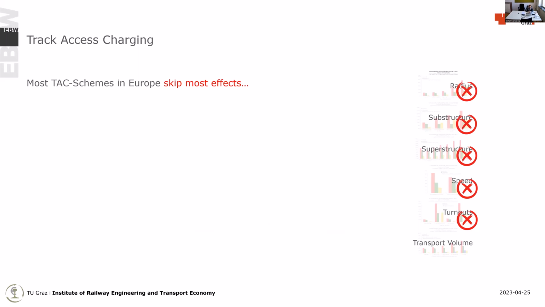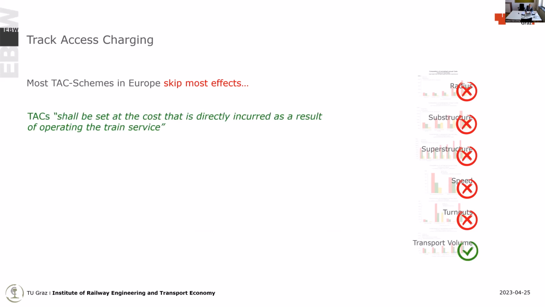Coming back to those different technical aspects, we see all over the place in the track access charging schemes in Europe that they almost skip all these technical influences. We mainly have network-wide valid track access charges that differ with the transport, but not with the infrastructure itself. On the other hand, we should set the costs or the charges on the costs that are directly occurred as a result of operating a train service.